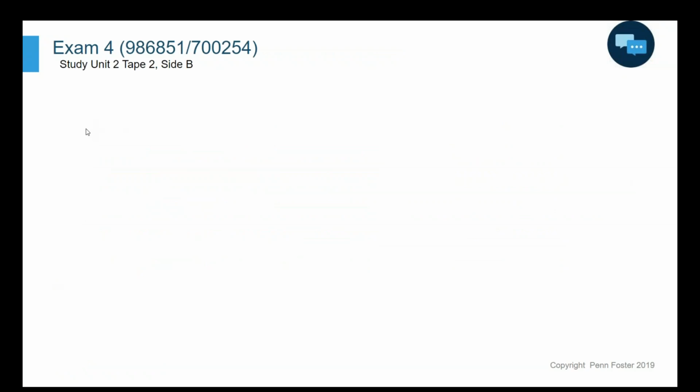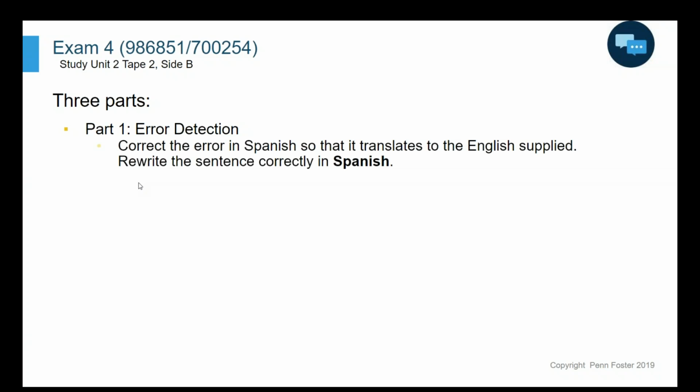So the first written exam, exam number 4, has 3 parts. Part 1 is the error detection. You will be correcting errors in Spanish so that they translate to the English translation supplied. So you'll be rewriting the sentence correctly in Spanish.